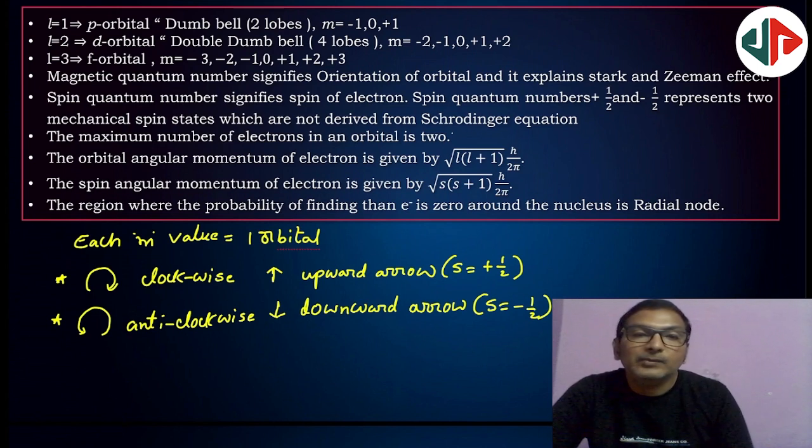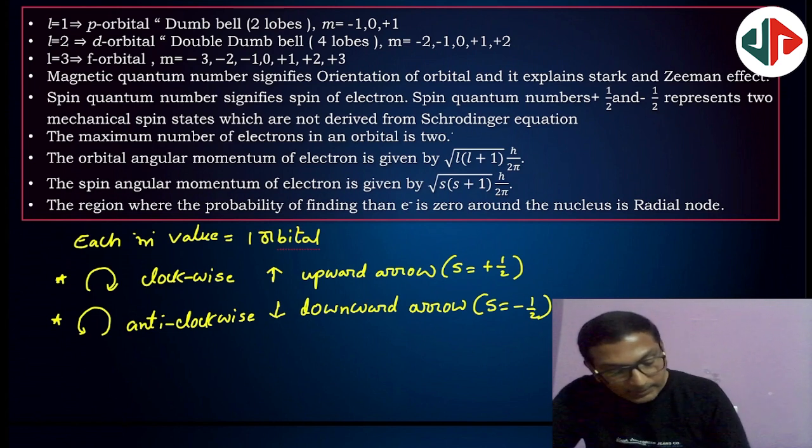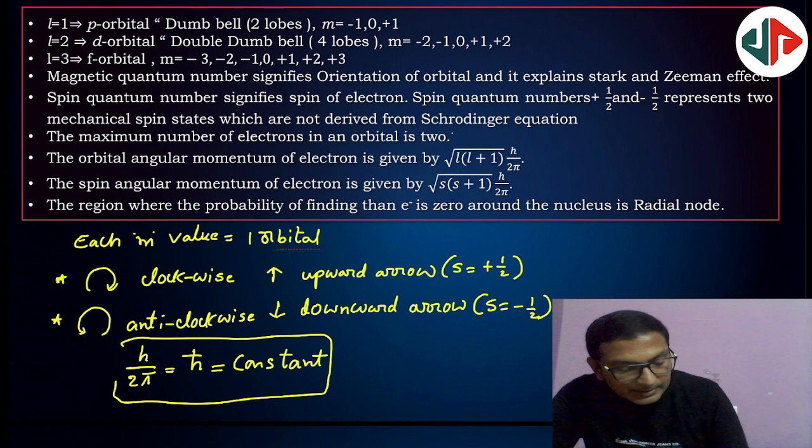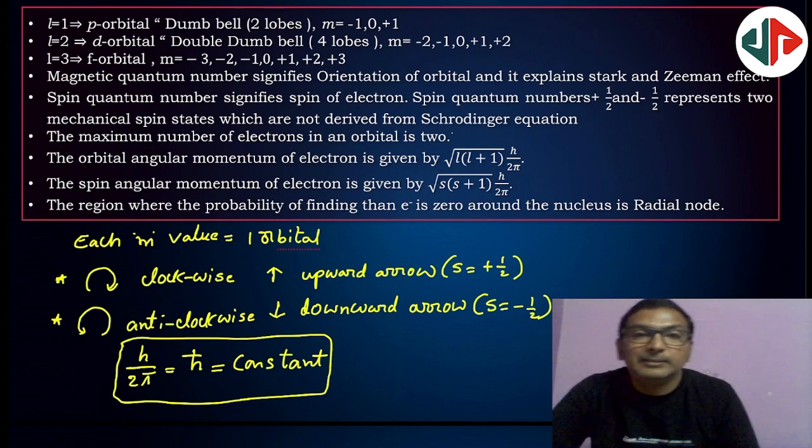Next, orbital angular momentum. That means the angular momentum of an electron in an orbital. It is root of l into l plus 1 into h by 2 pi. In place of h by 2 pi, we can write h bar, which is constant. h by 2 pi is constant and represented with h bar. Next, spin angular momentum is root of s into s plus 1 into h by 2 pi.